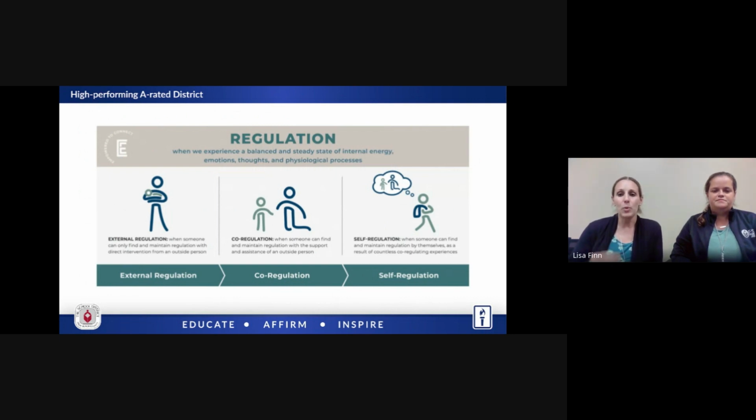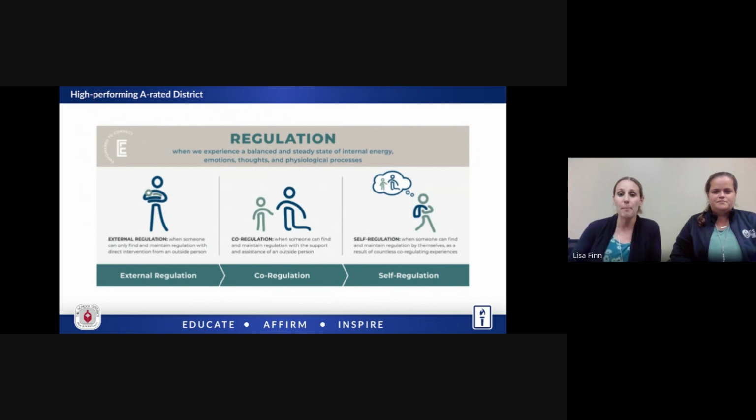But when we are first born, we need people in our life to help us with external regulation. So you see the person holding the baby, and that is somebody else helping to meet your needs and get you regulated. They're doing it for you. They're providing what you need in order to get regulated.